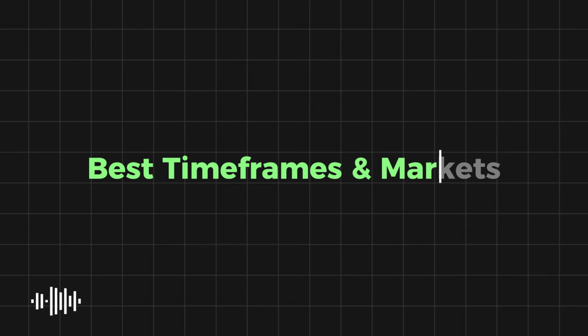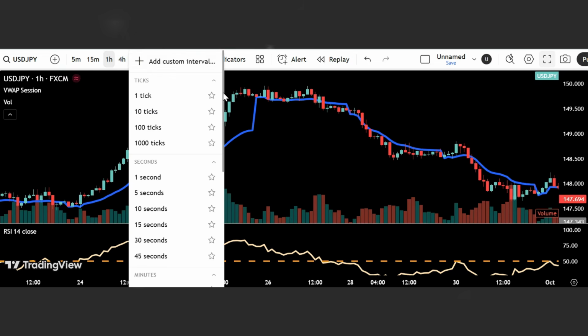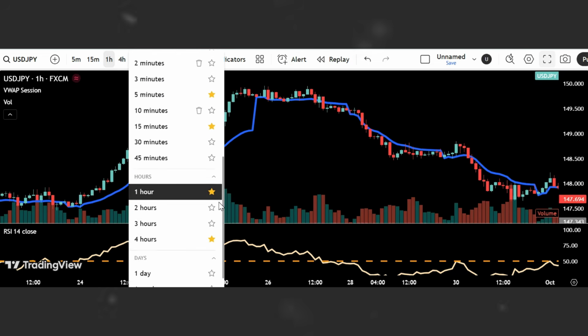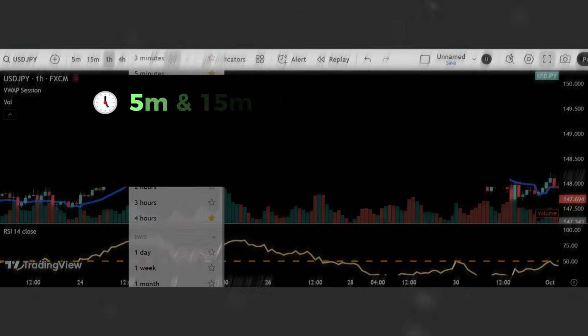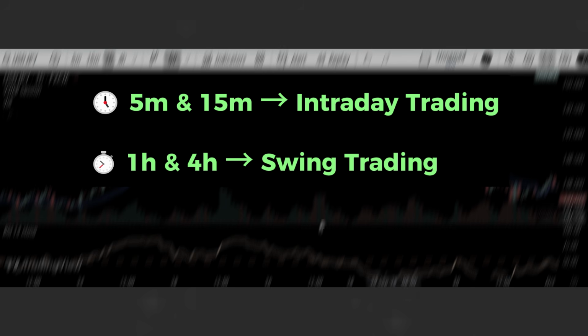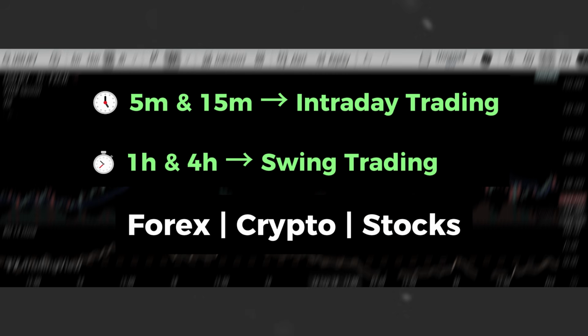Best time frames and markets. This strategy works on different time frames, but there are many recommendations. 1 minute and 5 minutes for intraday trading, 1 hour or 4 hours for swing trading. It works well on Forex, crypto, and stocks. Just make sure there's enough volume in the market. Thin or low volume assets don't respect VWAP well.